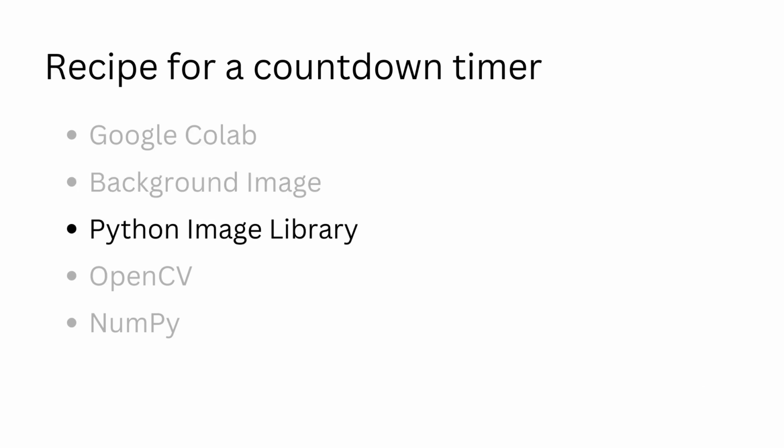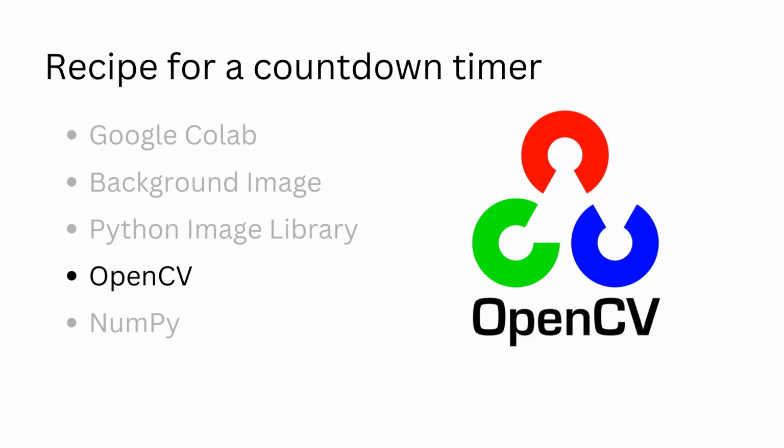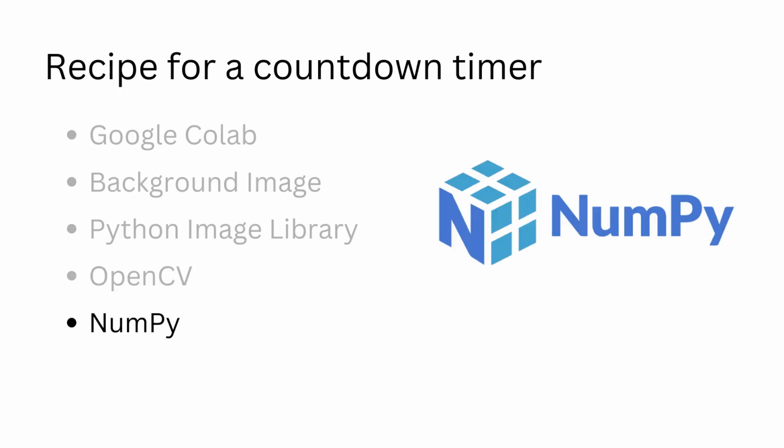Next, we'll generate a series of images by overlaying the time onto that background. For this, we are going to use Python Image Library, PIL. Finally, we'll compile these images into a video. For this, we'll use OpenCV. We'll add NumPy to the mix for optimization. Sound good? Awesome! Now, let's get to the fun part and start coding.